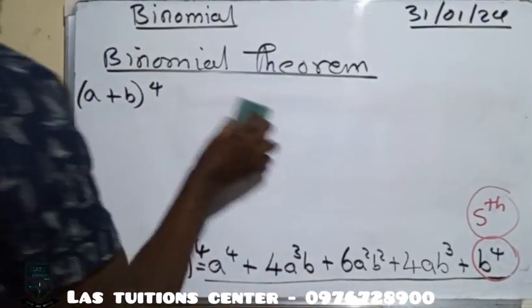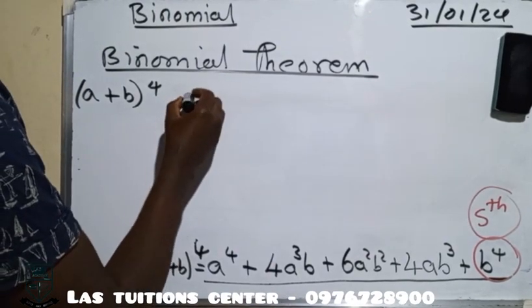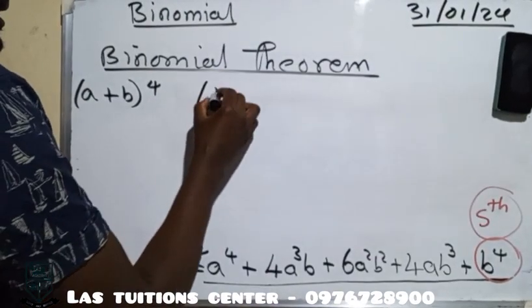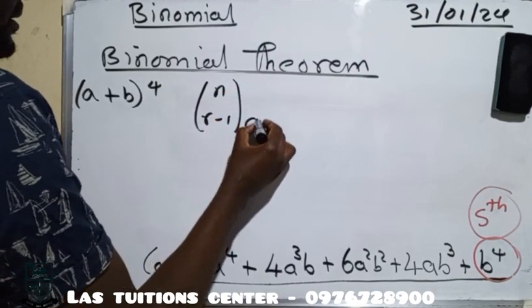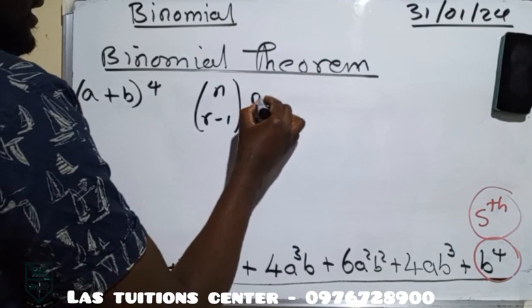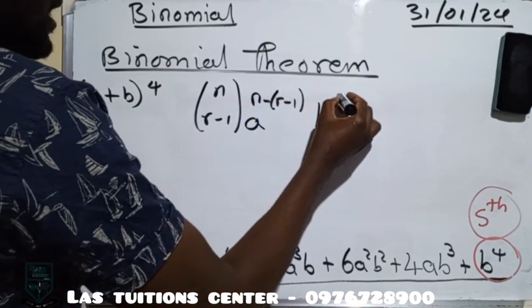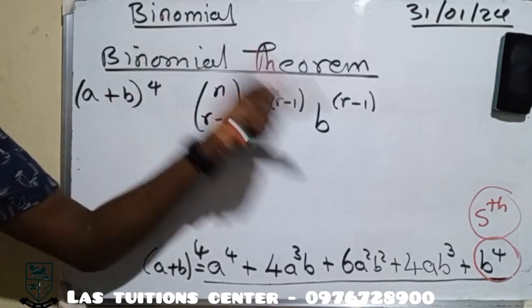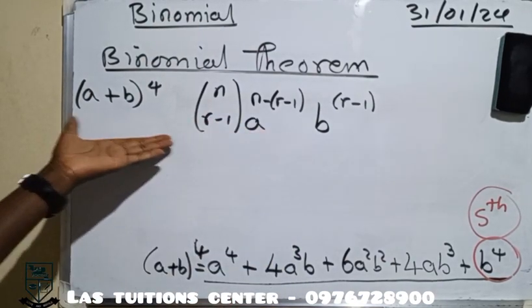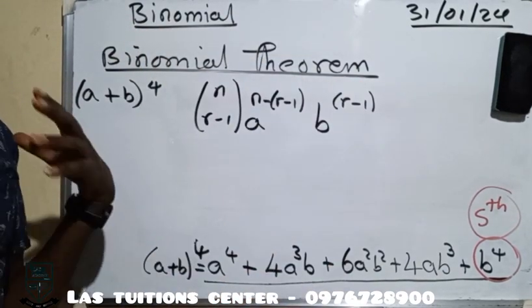So if you remember that part very well, we had n choose r minus 1, then we had a to the power n minus r minus 1, then b to the power r minus 1. Yes, if you remember very well. So the r is the term. That's why this is called the rth term. This is used for finding the rth term, a specific term in the expansion.